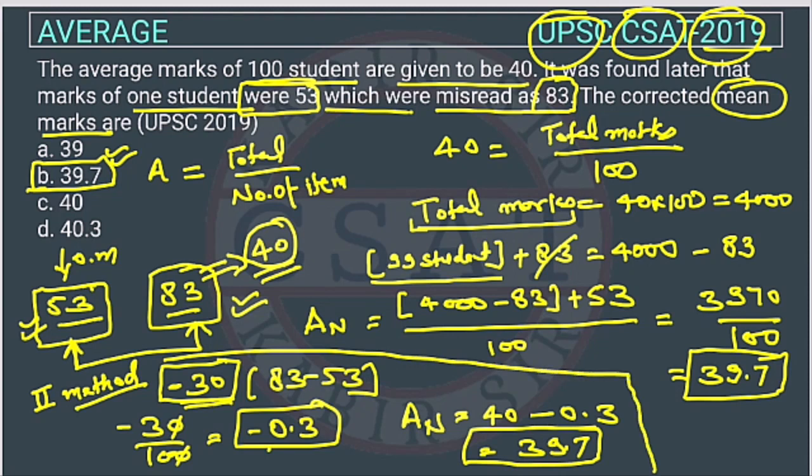If it would have been vice versa, like the original marks would have been greater than 83, okay, then it would have been positive here, right? So it will get added into the current average, right? So the answer is 39.7.